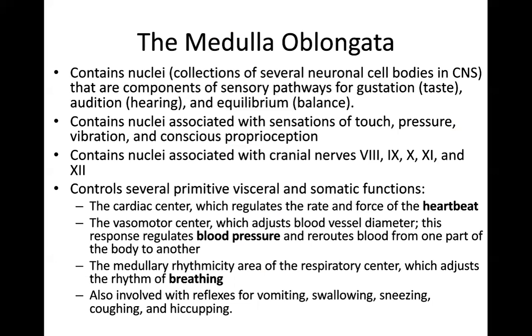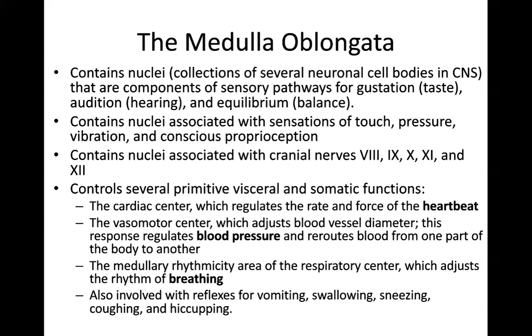Cranial nerves are associated with the medulla. Now, we'll get into the cranial nerves at the end of the lecture. There are 12 pairs of these that are attached to the bottom of the brain. We number the cranial nerves from 1 to 12 using Roman numerals. So cranial nerves 8, 9, 10, 11, and 12 are attached to the bottom of the medulla.